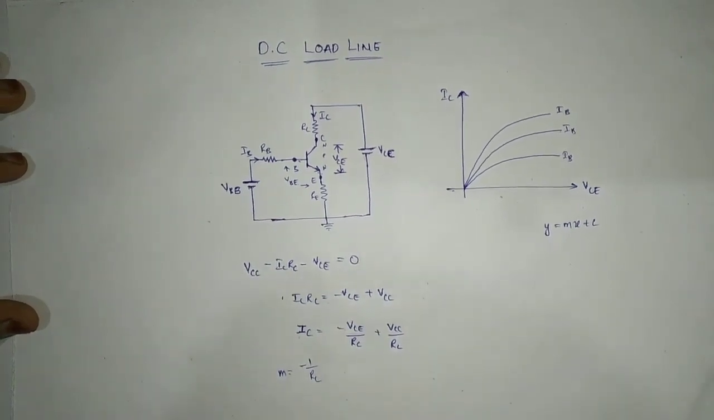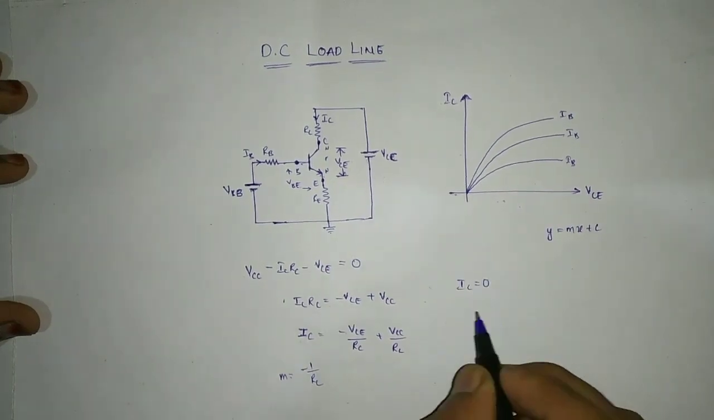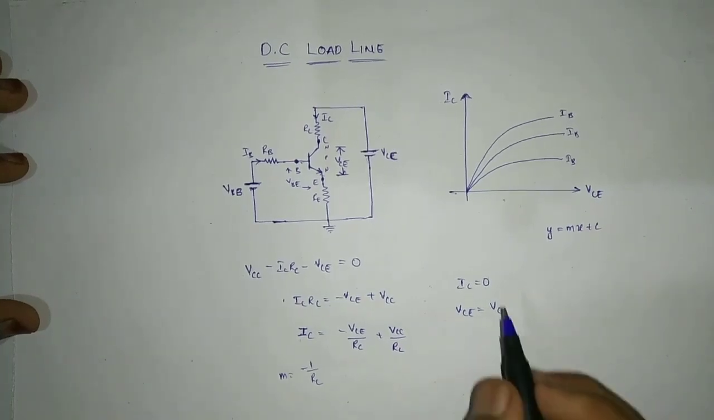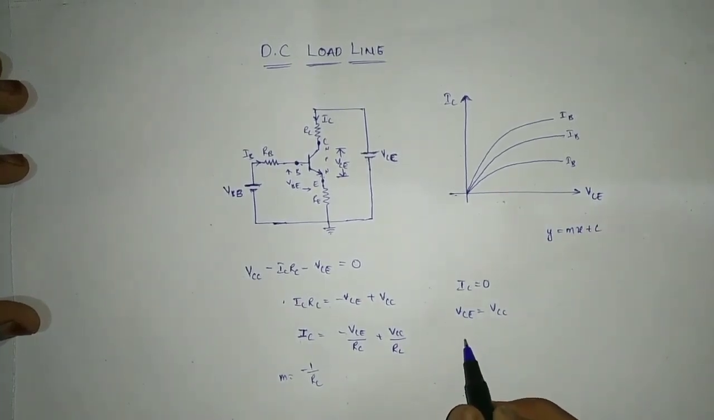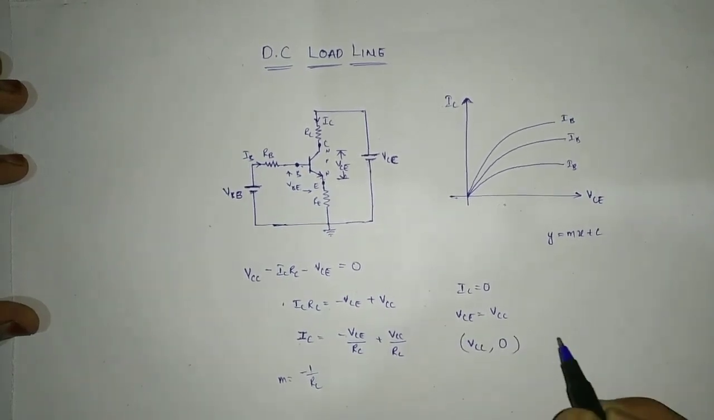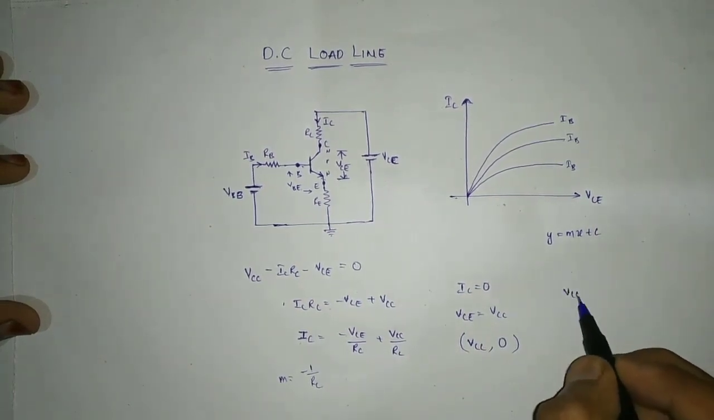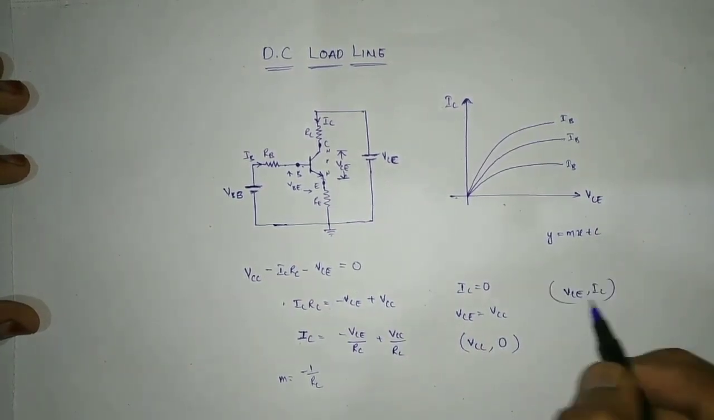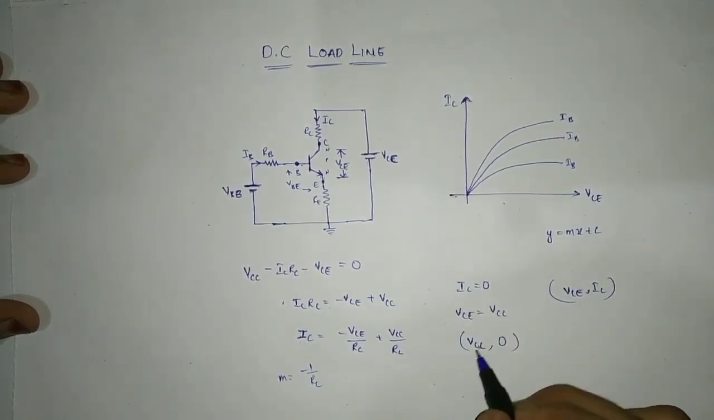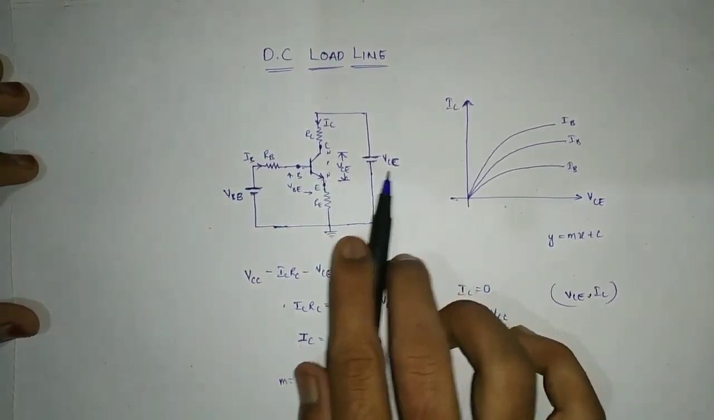We can find the 2 extreme points from this equation. If IC is equal to 0, then VCE is equal to VCC. We have got one point, that is VCC comma 0. That is, we have to form 2 points in the form of VCE comma IC. VCE is equal to VCC and IC is equal to 0. This VCC is nothing but the biasing voltage.